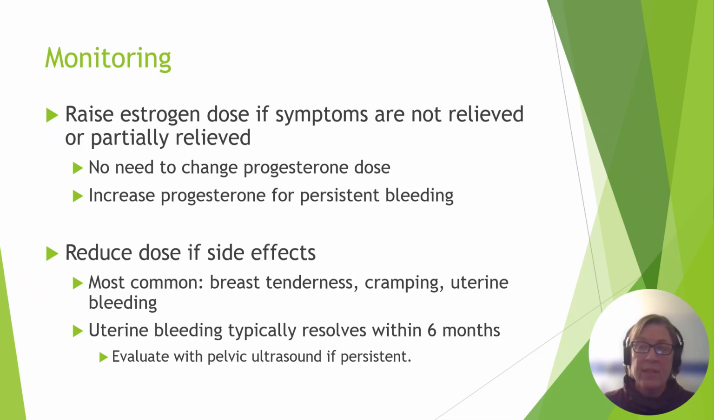If there are side effects, you try to lower the dose to the point where you're getting symptom management without side effects. If a woman is having increased uterine bleeding on hormone therapy, that will typically resolve within 6 months. If it's persistent, you're going to want to get a pelvic ultrasound, but it's okay to kind of let it ride for a little while.